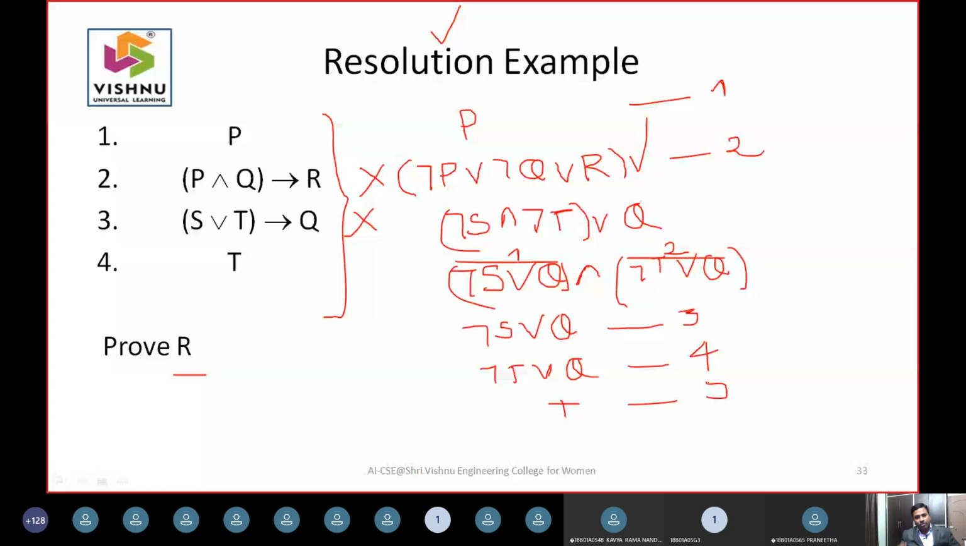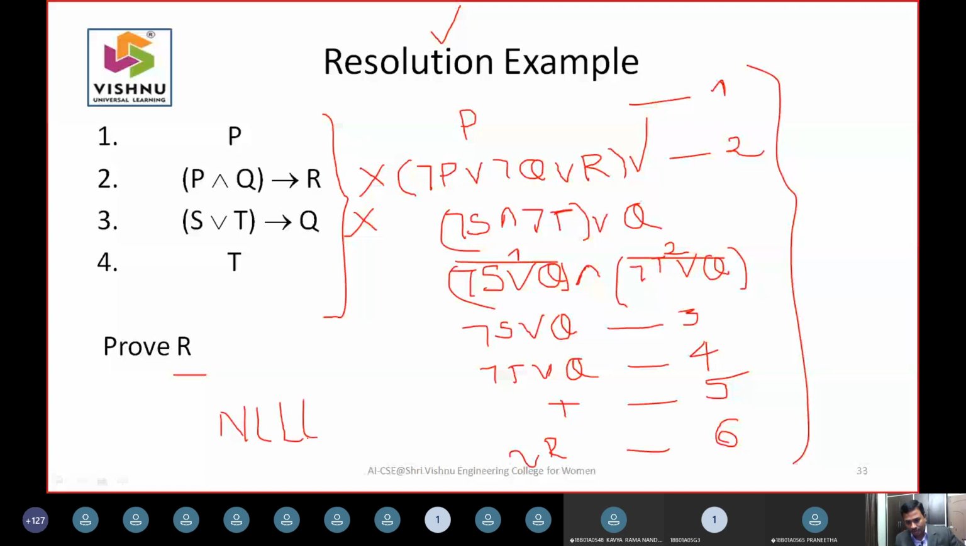So what your resolution algorithm will do is start the resolution. You need to prove something called R. So the resolution algorithm takes the negation of R and says this is your sixth statement. From these 6 statements, I have to get a nil, or an empty set. The meaning is that whatever you assumed, negation of R, is wrong, so hence R is proved.